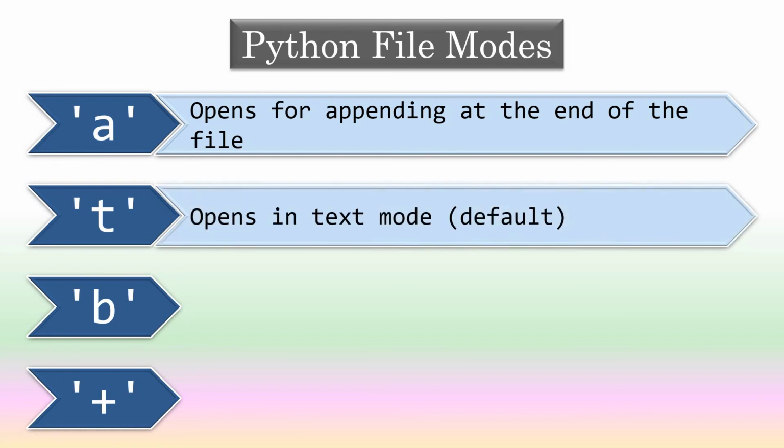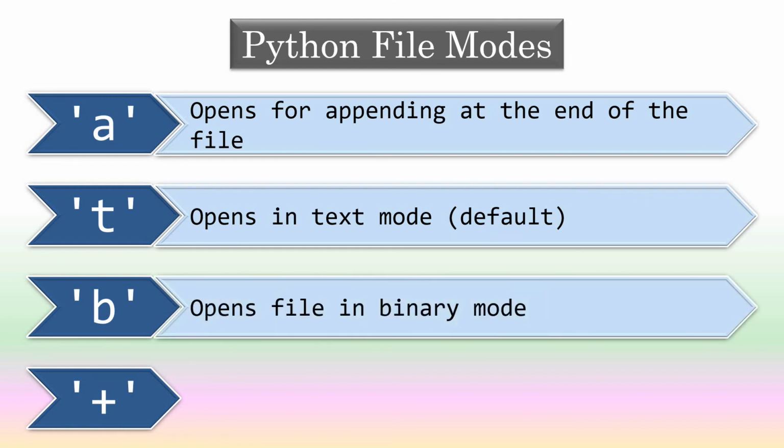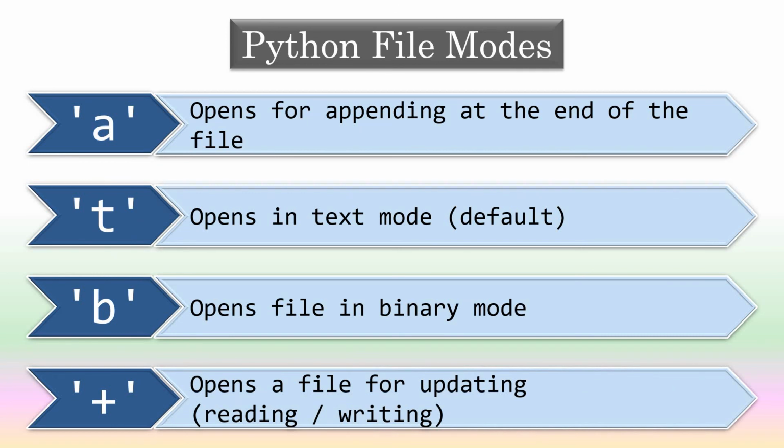t opens in text mode. This is also a default mode. So even if you do not mention the mode as t, the CSV file will be opened in text mode only. b opens a file in binary mode. Plus opens a file for updating, that is, for both reading and writing.